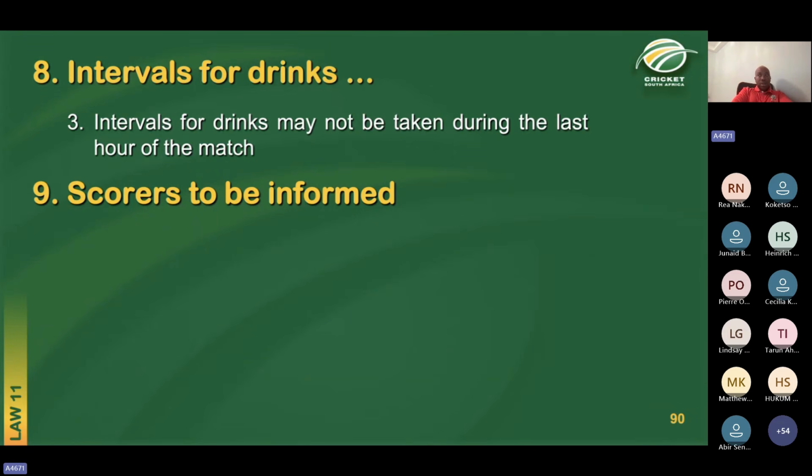In our lecture on Monday, we will learn about the last hour of a multiple day match. Law tells us that there shall be no drinks interval during that last hour of a multiple day match. We will go into more detail on the last hour, specifically in level 3. But for purposes of level 1, we just need to know that there are no drinks breaks allowed during the last hour of a multiple day match.